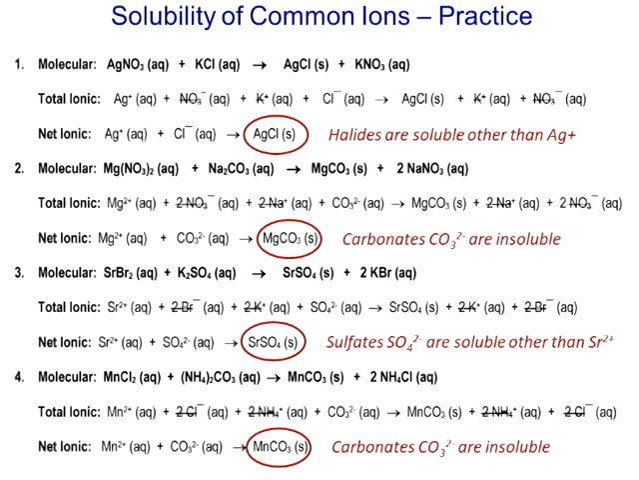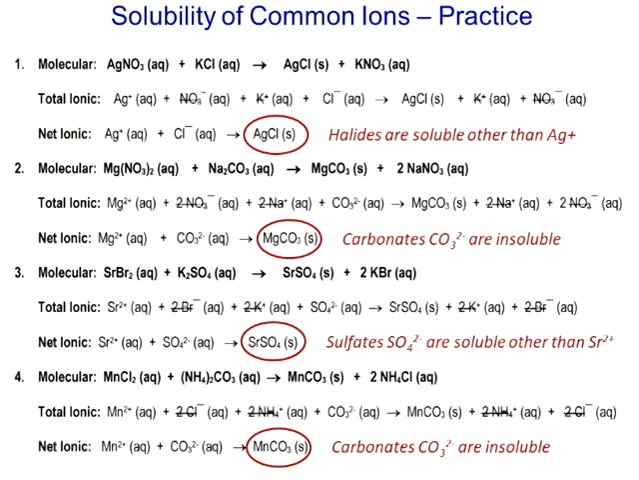If you take a look at the net ionic equation, we've noted that silver chloride is not soluble because even though halides are soluble, the exception to the solubility rule is for silver. Therefore, silver chloride forms a precipitate. Note also in the net ionic equation, we cancel out the spectator ions and we're left with the net ionic equation. Similar process follows through in 2, 3, and 4.